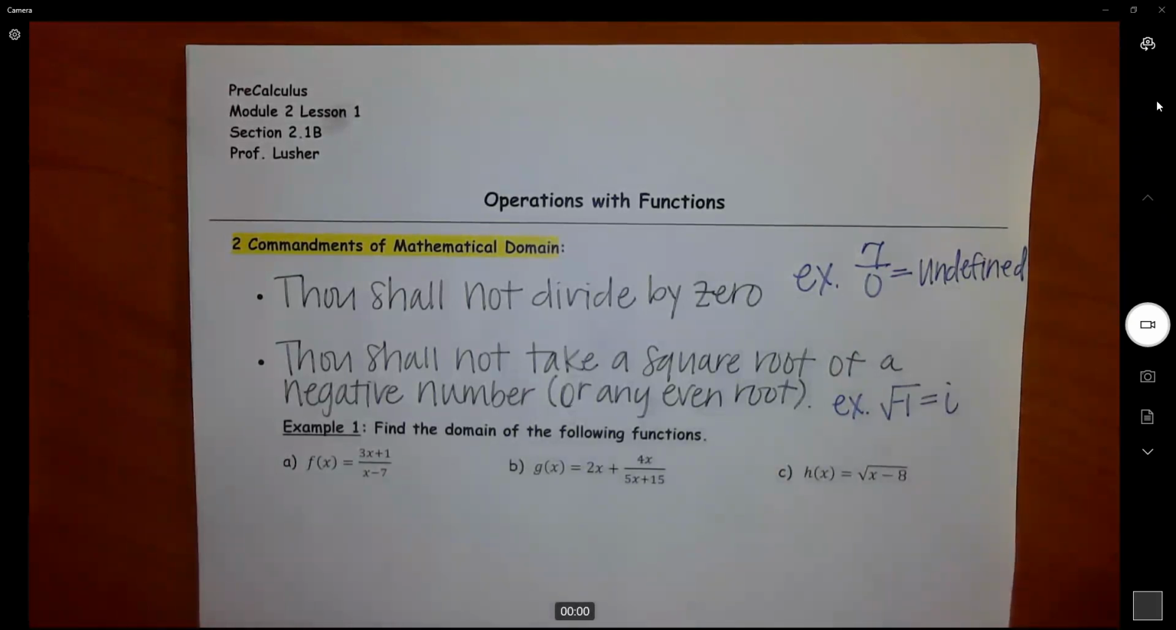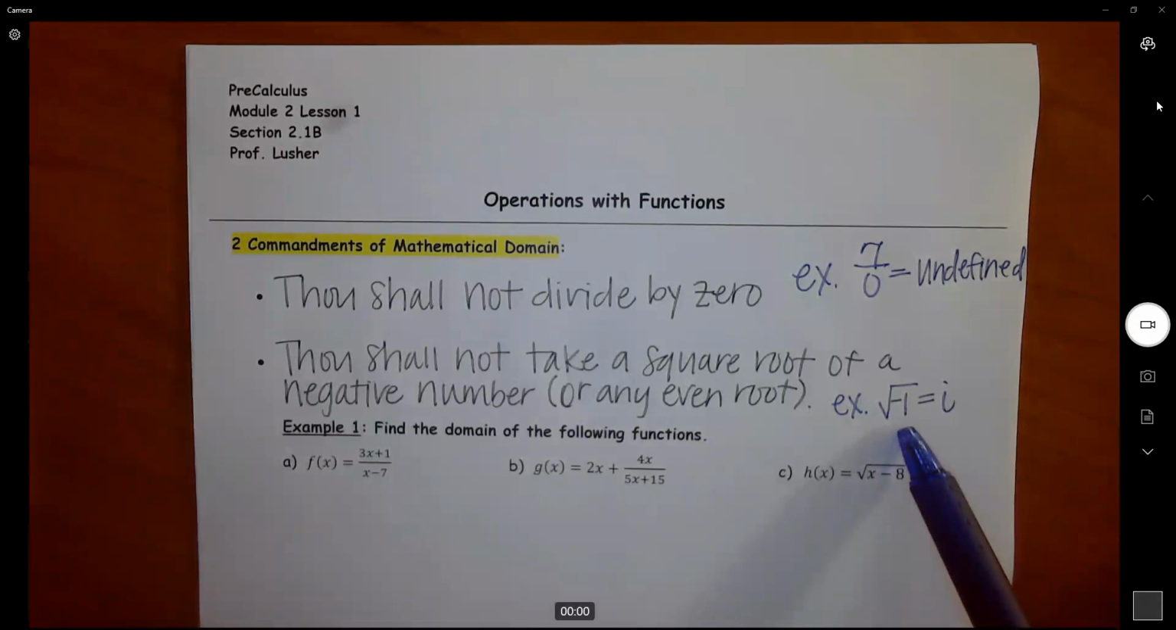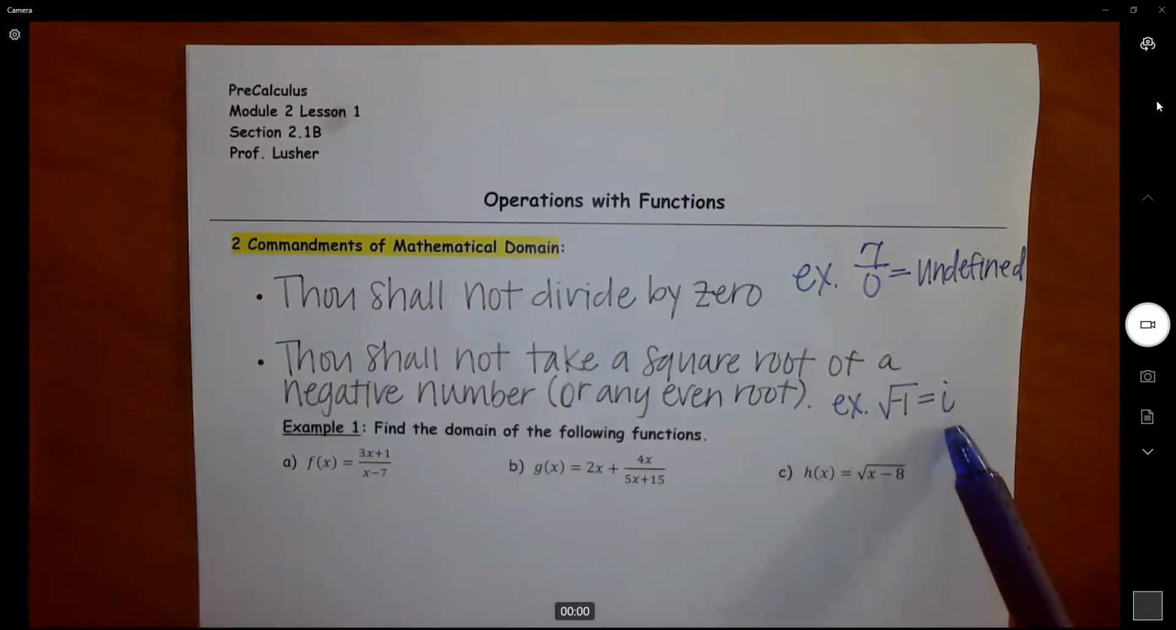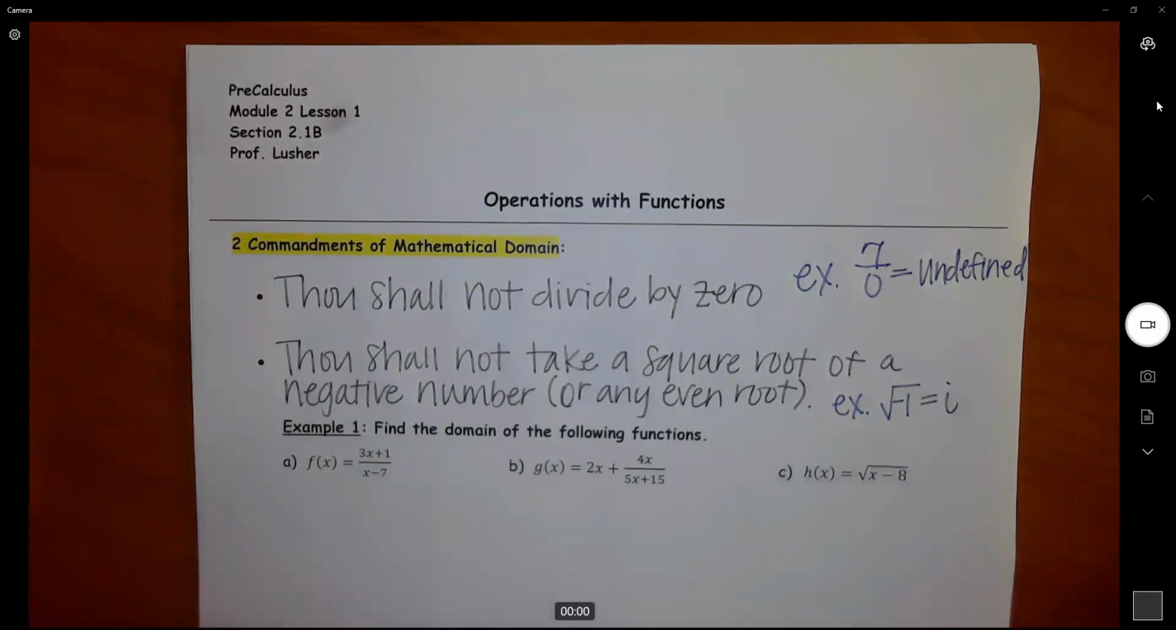The second commandment is thou shalt not take a square root of a negative number. And then I put in parentheses or any even root. In this lesson, all we really care about is square roots, but just know that this rule applies to any even roots as well. So 4th root, 6th root, 8th root, so on. And so when I take the square root of a negative number, in this case, square root of -1, that becomes i, and that stands for imaginary. So we cannot take the square root of a negative number.